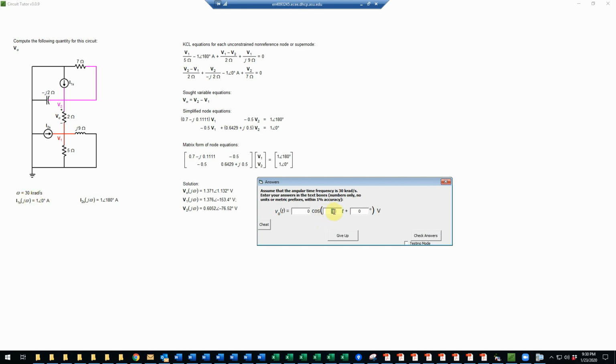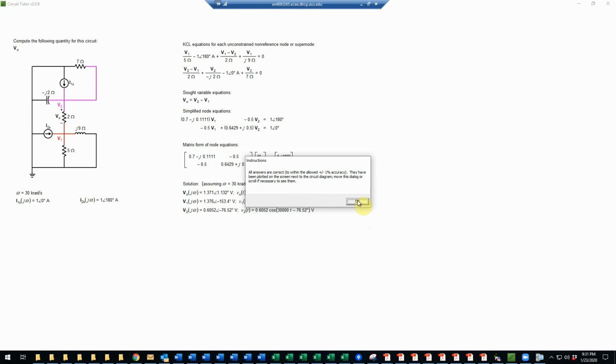So I put in a number that's 30 kiloradians per second, so I have to enter that as 30,000. This does not accept metric prefixes in this particular text box. Okay, and then the phase angle here of the V naught is 1.132 degrees. I'll just enter that as 1.13 should be sufficient. And then the magnitude would be the 1.371. And we'll enter that. And that is correct.